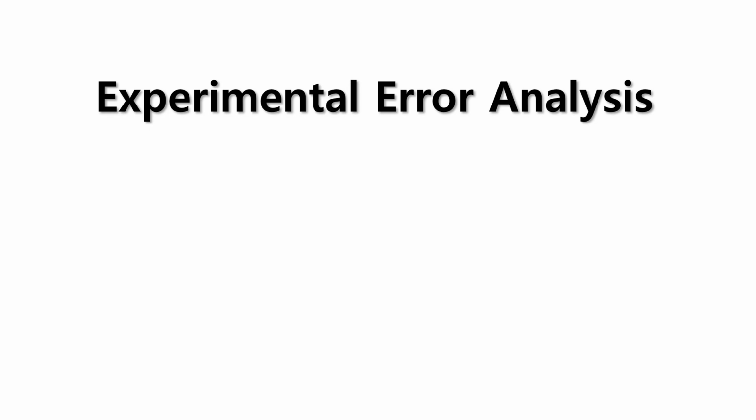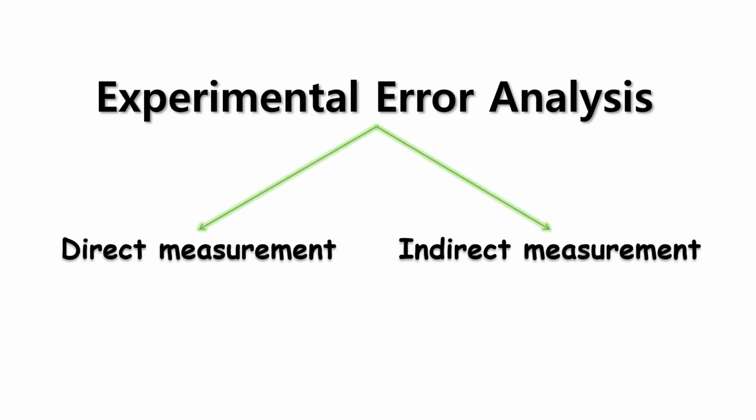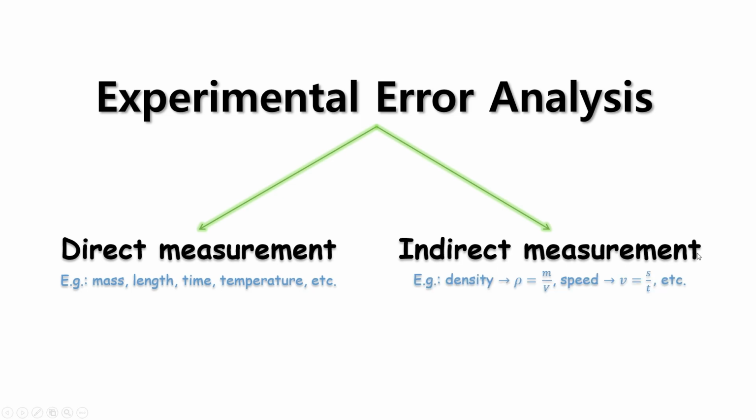Hello. Today we are going to talk about experimental error analysis. It consists of two parts, direct measurement and indirect measurement. What is direct measurement? It's when you can measure some value directly, like a mass, length, time, temperature, by using some measuring tool or device. Indirect measurement is when you cannot measure directly some parameter or value.